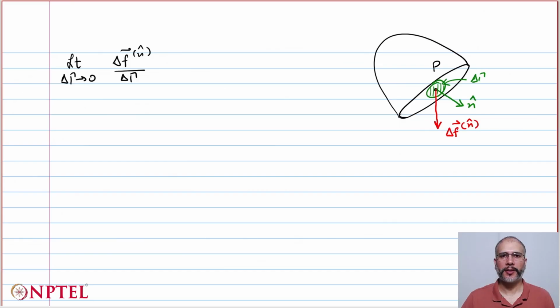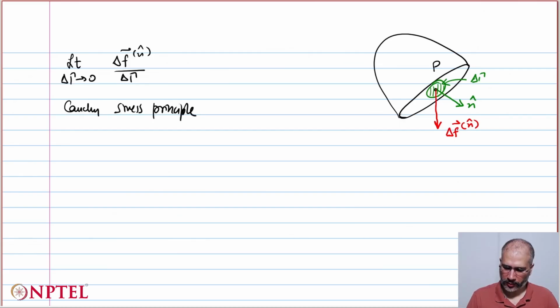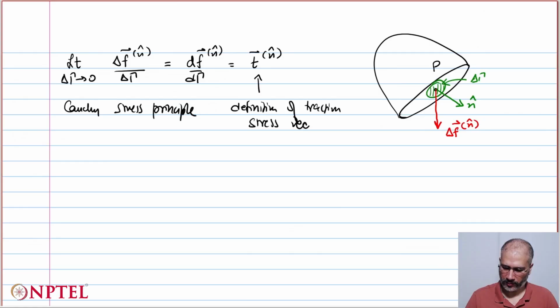Now we also noted that if I change the cutting plane, that is I choose to slice the body still passing through the point P, but along a different cutting plane, my delta F will change. So delta F is written with a superscript n hat. So as per this Cauchy stress principle, the ratio of this delta F to the small area delta gamma under the limit delta gamma approaching 0 converges to the traction T n hat. So this was basically the definition of traction, also known as the stress vector.